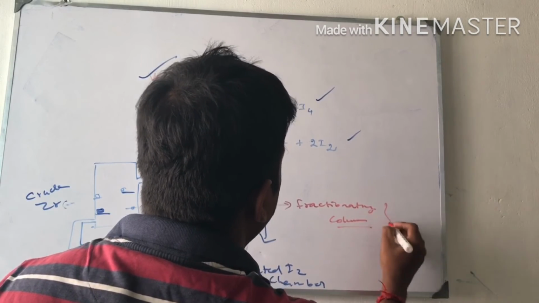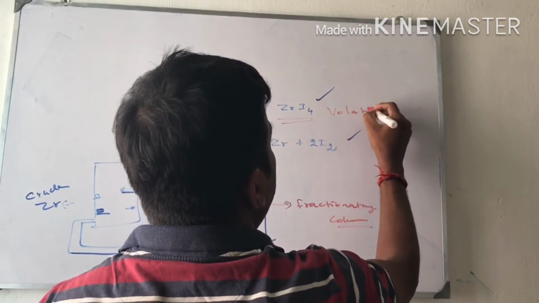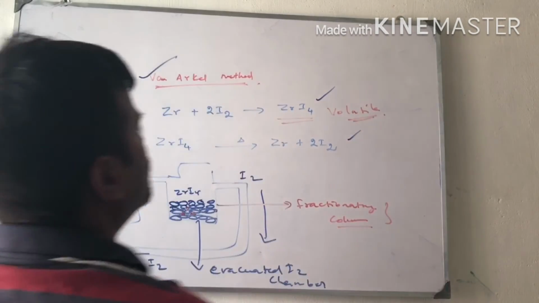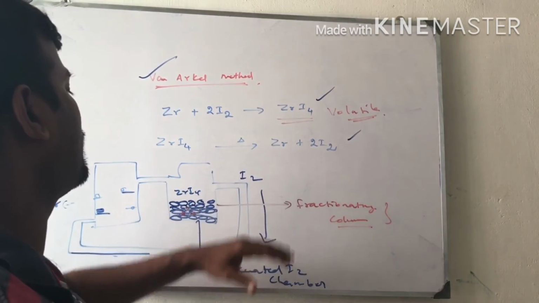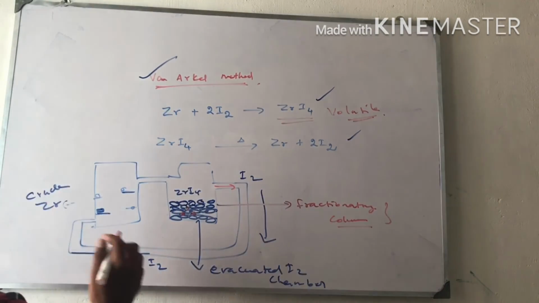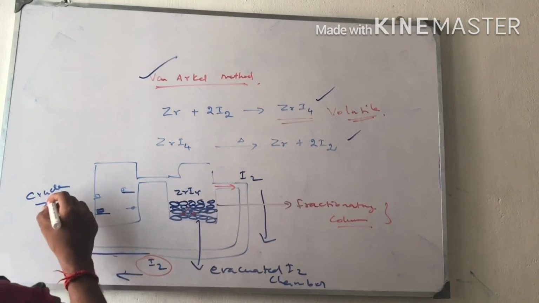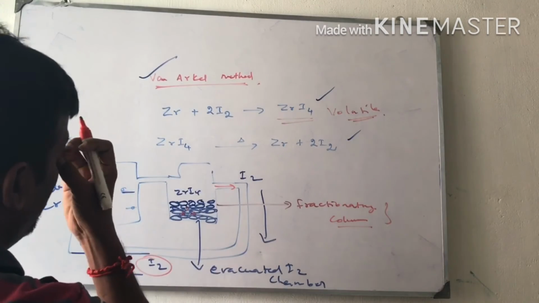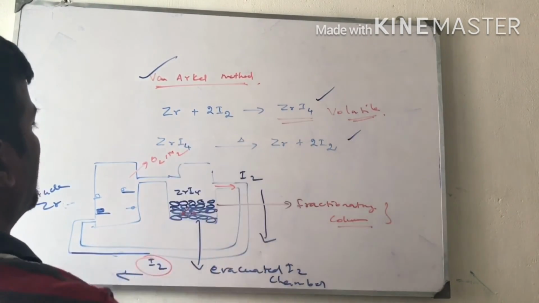This column filters the volatile impurities. This is a volatile intermediate. This volatile intermediate, zirconium alone, is filtered in the fractionating column. Iodine is passed away and taken for recirculation. Again it reacts with the crude zirconium. Impurities are evaporated as oxygen and nitrogen.